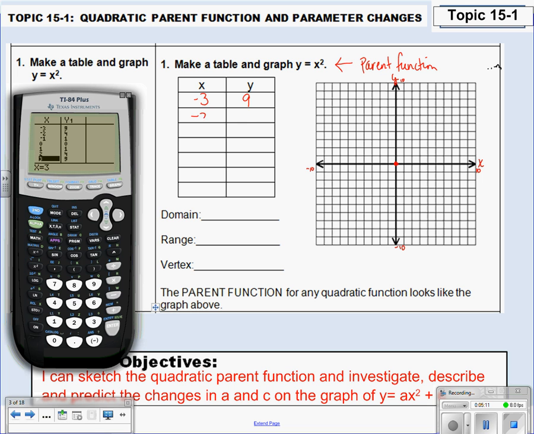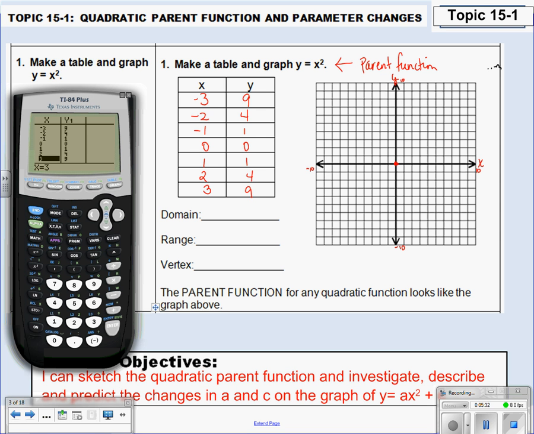X value of -2 gives me a y value of 4. -1 gives me 1. 0 is 0. 2 is 4. I skipped 1. So let's try that again. 0, 0. +1 gives me a +1. +2 gives me a +4. And +3 gives me a +9.